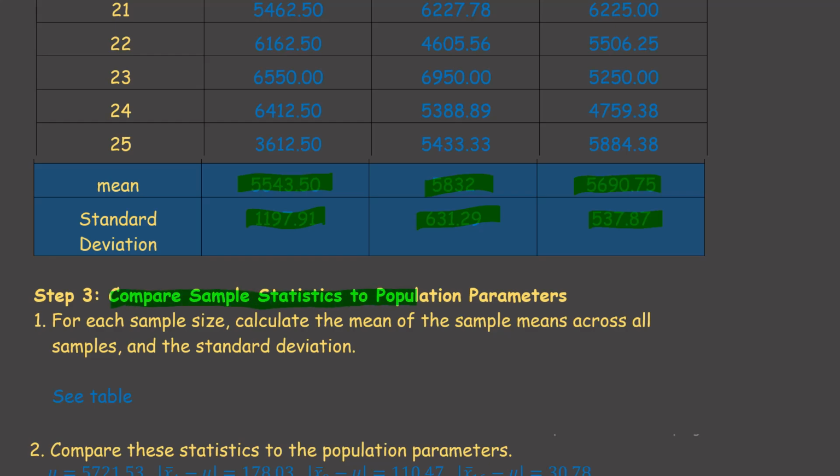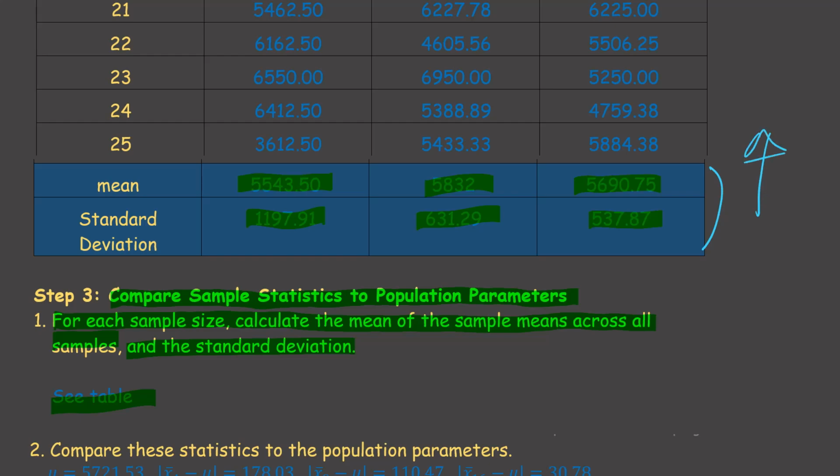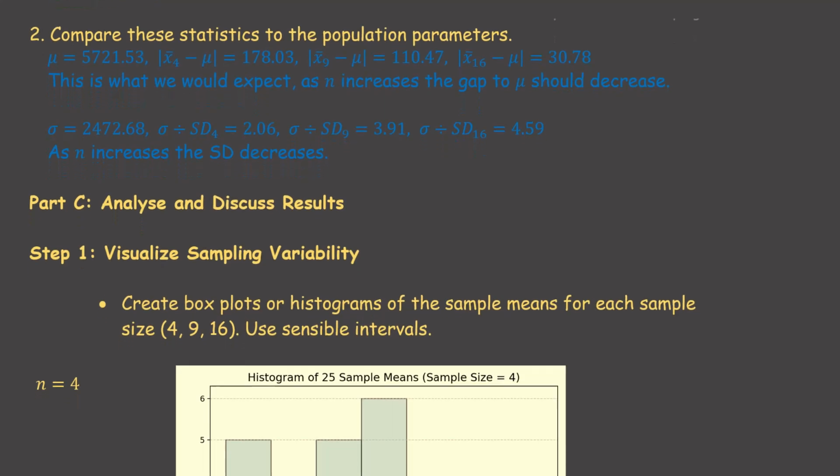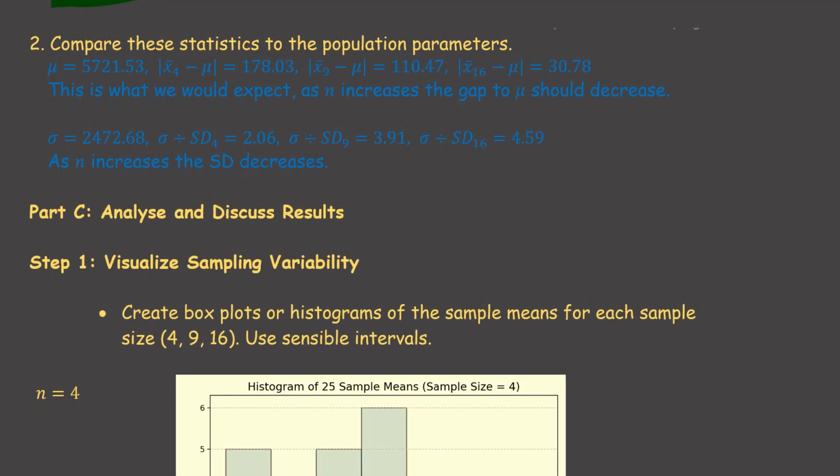Compare sample statistics to population parameters. For each sample size, calculate the mean of the sample means across all samples and the standard deviation. So I've done that in the table, and we can take those values and we can compare them to the population values which were above. I'm probably going to do that just here. So compare these statistics to the population parameters.